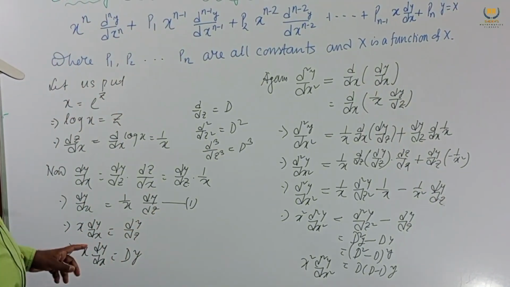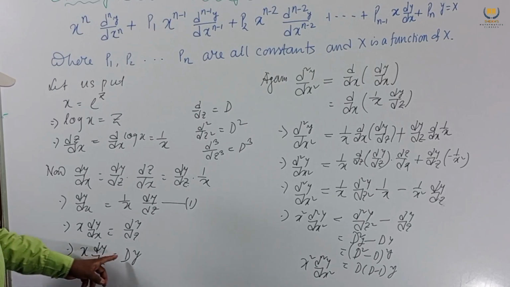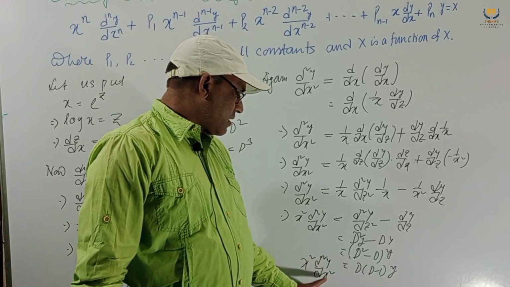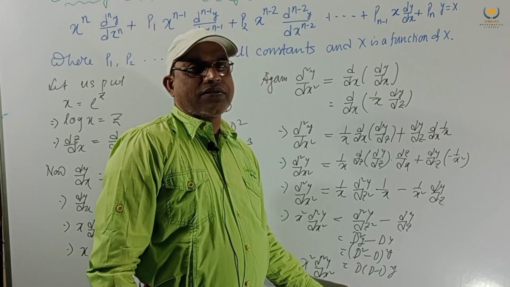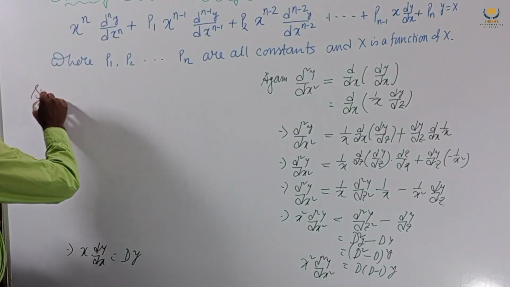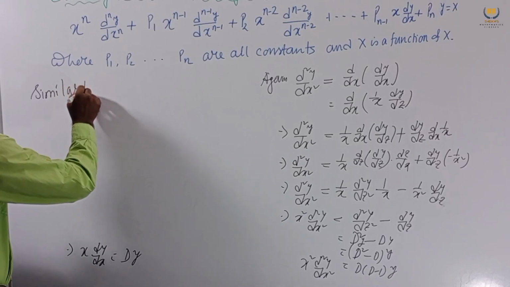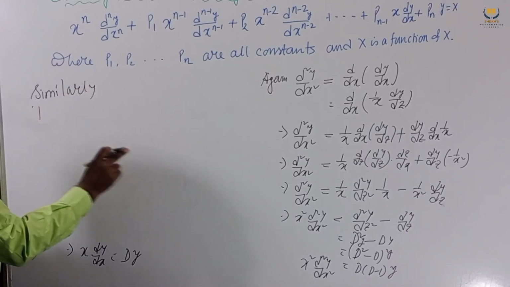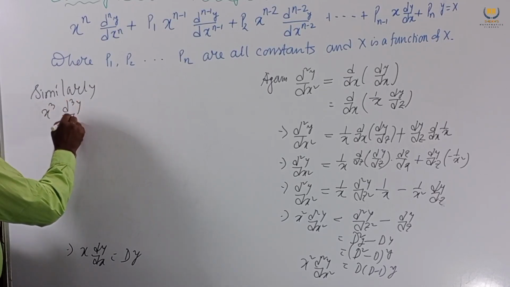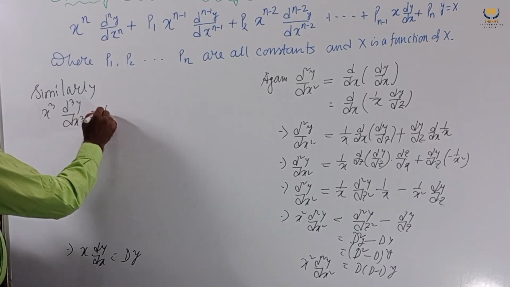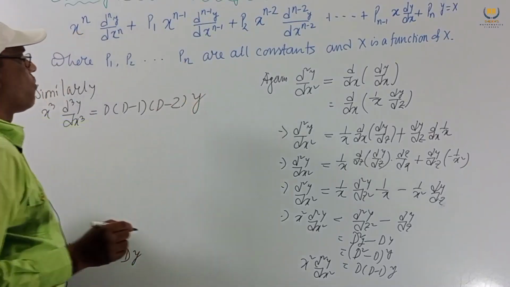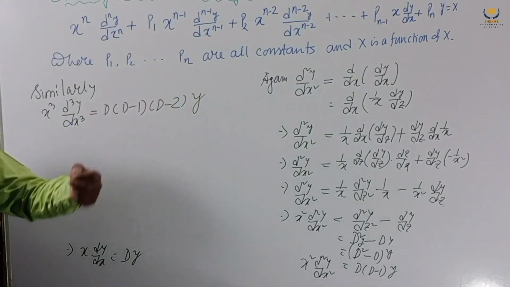So what is the relation? If it is x dy/dx, we write only Dy. If it is x^2 d^2y/dx^2, we get two factors. Similarly, the others need no proof. Similarly, if we have x^3 d^3y/dx^3, then we get D(D minus 1)(D minus 2) y. In this way we can write it.